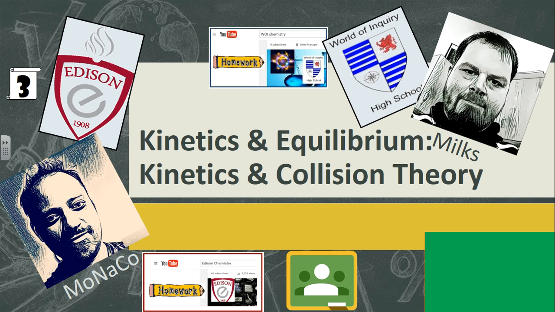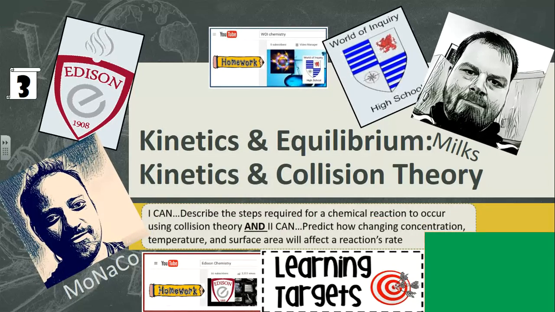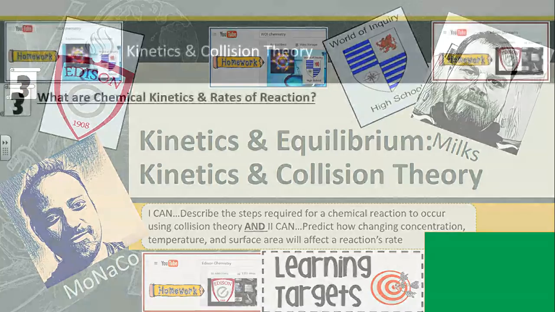We're going to focus in this lecture on the basic reason why a reaction occurs. It's called collision theory. Okay, so our learning target here is designed to describe the steps required for a chemical reaction to occur using collision theory and predict how changing concentration, temperature, and surface area will affect a reaction's rate. Okay? So let's get to it.